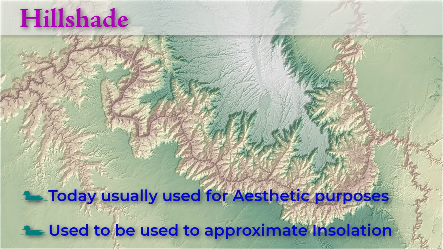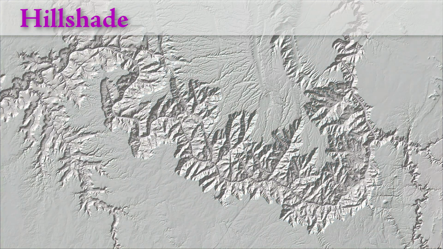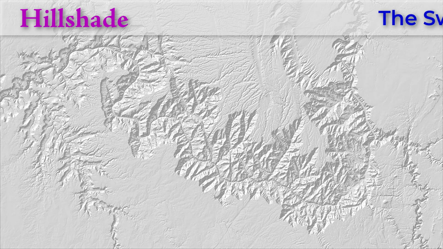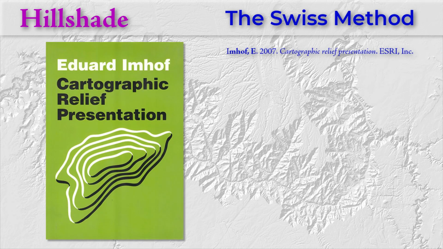And because it's mainly used for making maps look good, there have been many efforts at jazzing up the hillshade to give it even more visual appeal. One of the more popular methods is generally referred to as the Swiss method, after Eduard Imhof and his contemporaries. And strictly speaking, the Swiss method is a manual method of hill shading where the cartographer draws the shadows by hand.